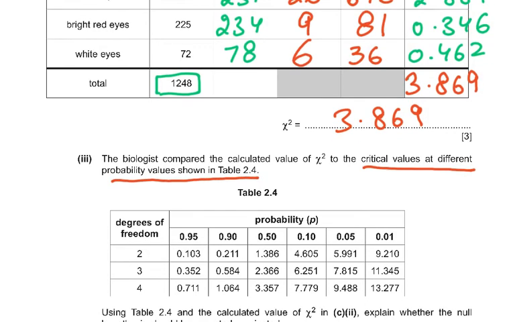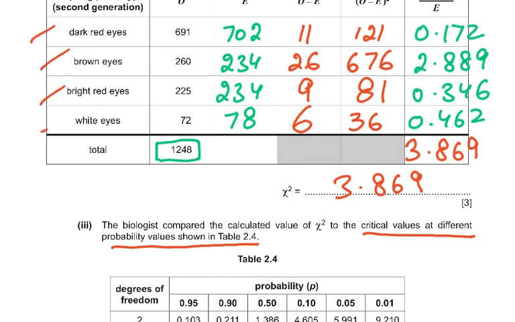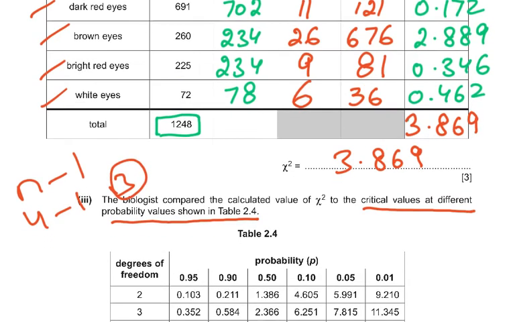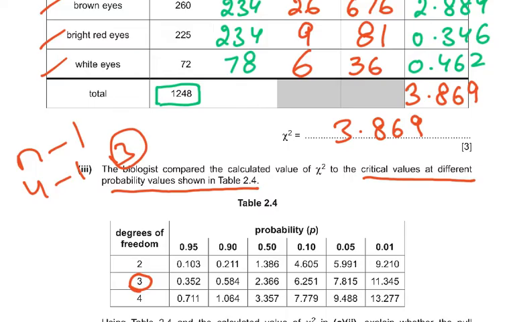Now, of course, what did you have? You had 1, 2, 3, 4. So it's n minus 1, so 4 minus 1 is 3. So you look up in the 3 column and you look up 0.05, 5%. This is the critical value. In 3, why? Because the number of data is 4, so it's n minus 1. So you look up the degree of freedom of 3 and the critical value at 0.05, not 0.5. Please remember, it's 0.05, 5 out of 100. So the critical value is 7.815.